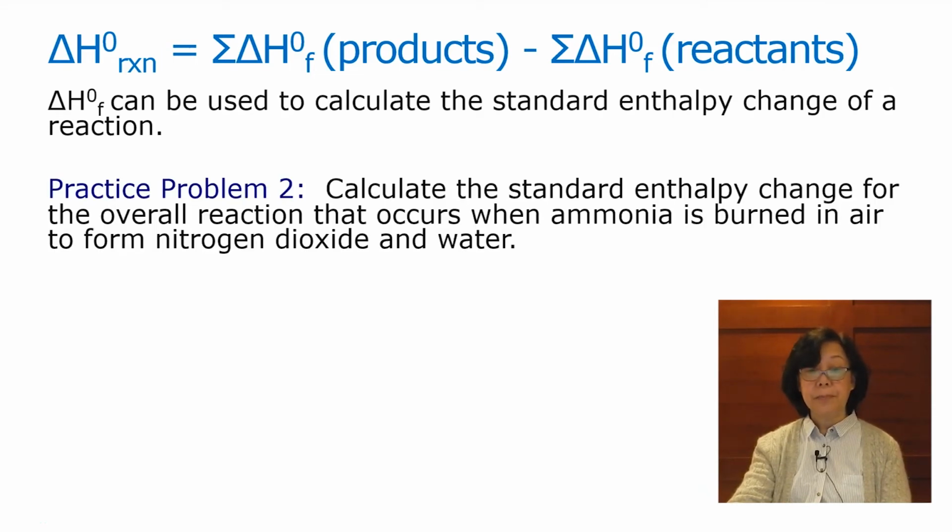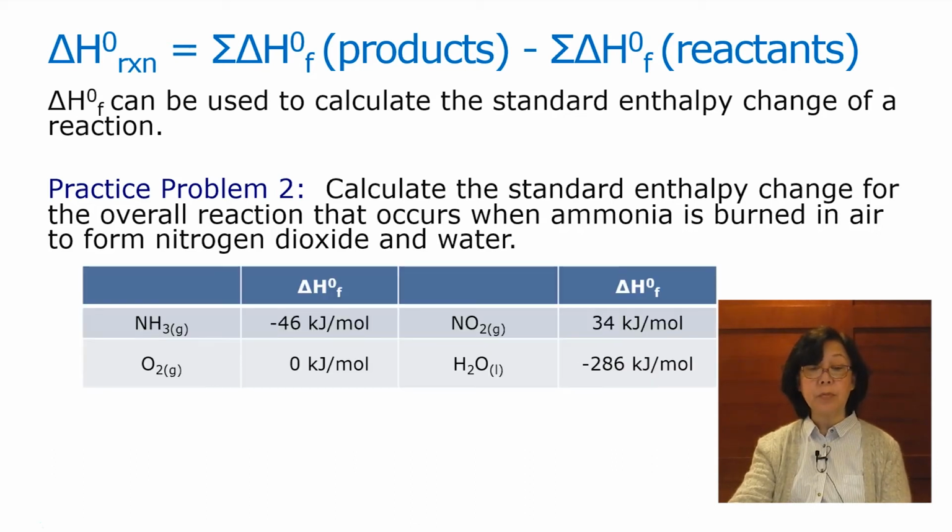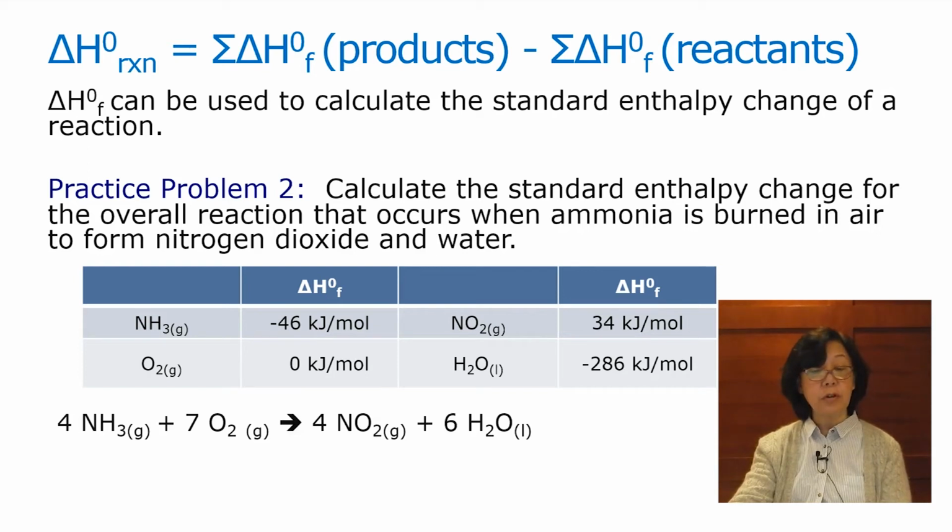Try this problem. When ammonia is burned in air to form nitrogen dioxide and water, and given the following enthalpy of formation data for the compounds, calculate the standard enthalpy change for the overall reaction. 4 moles of ammonia burns with 7 moles of oxygen to form 4 moles of NO2 and 6 moles of water.